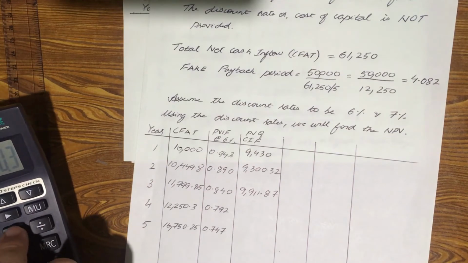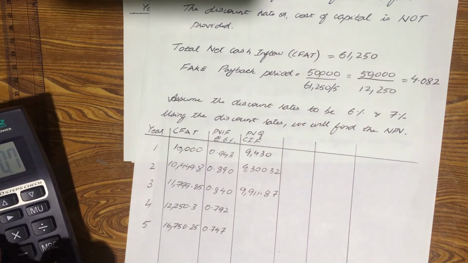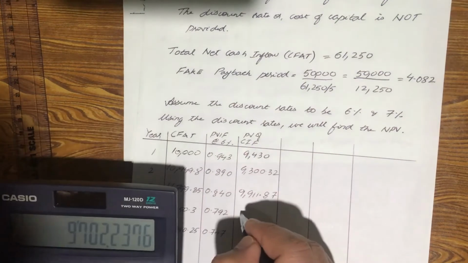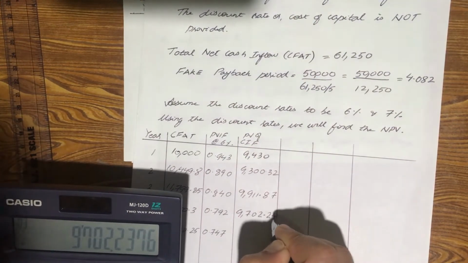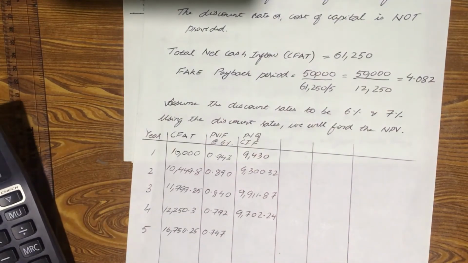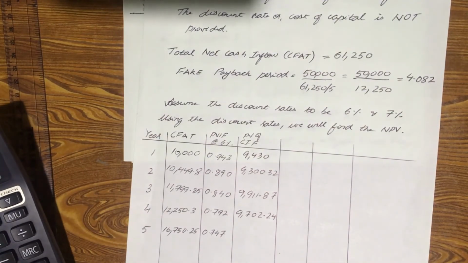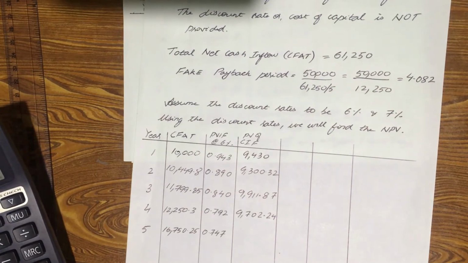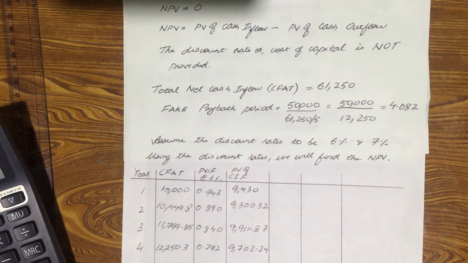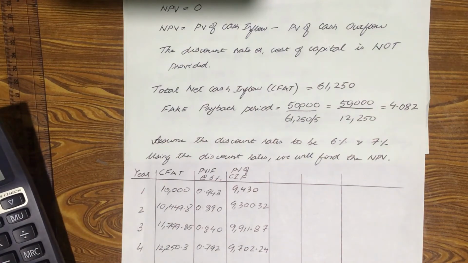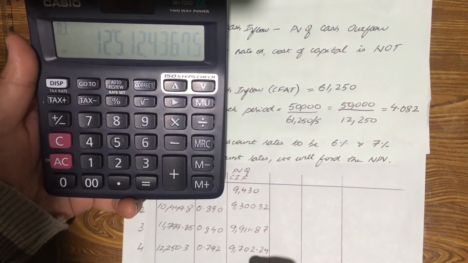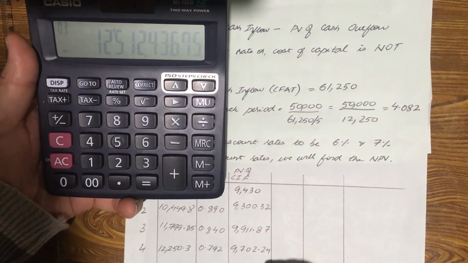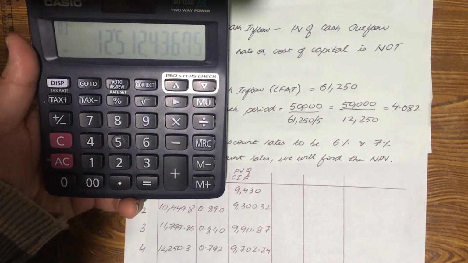And 12,250.3 into 0.792 is equal to 9,702.24, and finally 16,750.25 into 0.747. So it is 12,512.44.